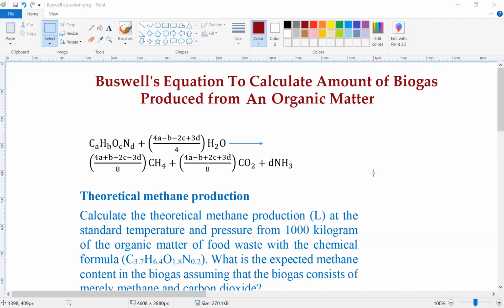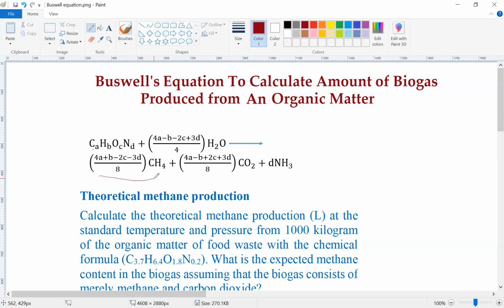The biogas here is mainly carbon dioxide and methane. Basically, methane is the gas that we are interested in to have as a source of energy, and carbon dioxide is also produced as a secondary compound there.